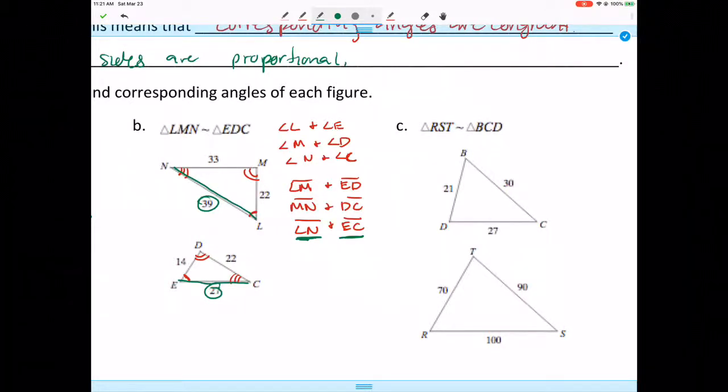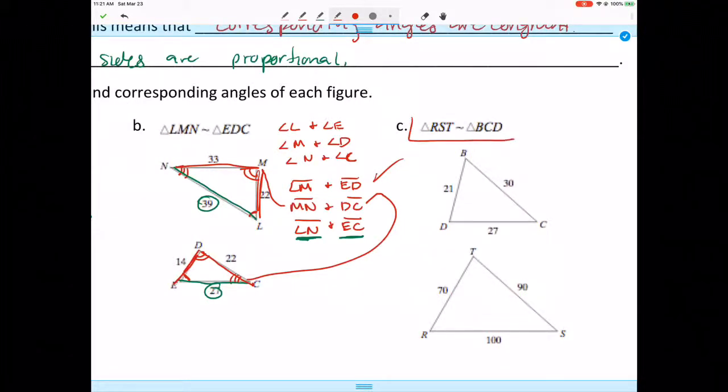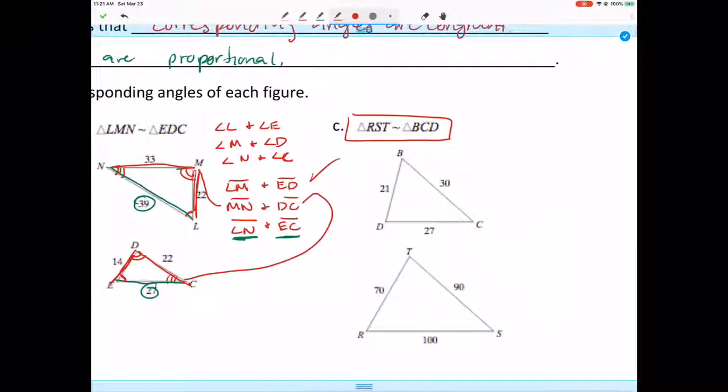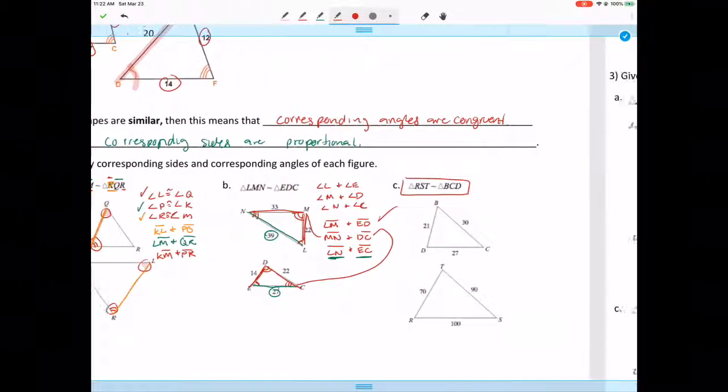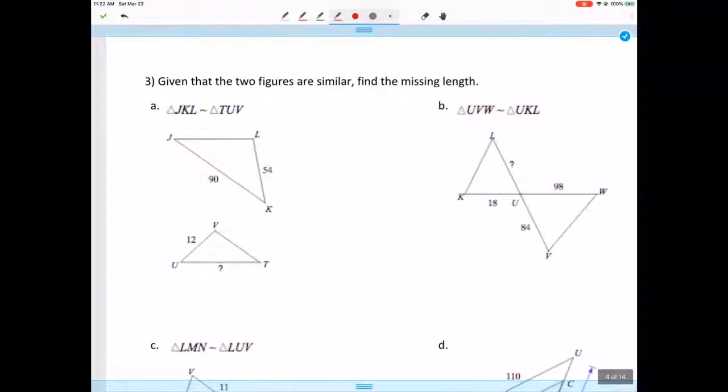The next largest here, if we did a different color, would be 33. The next largest side is 22, and that corresponds to these. And then the last one, DE and ML, which is right here. So there are different ways to do it. The fastest way is probably just to look at the similarity statement. I'll leave C to you if you'd like to do that. It's more of the same.